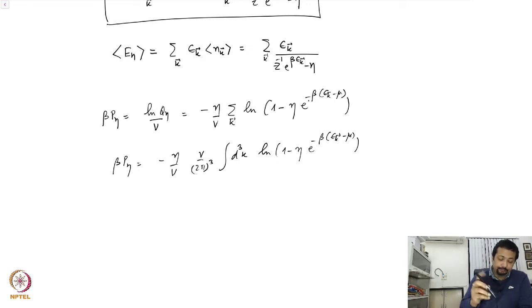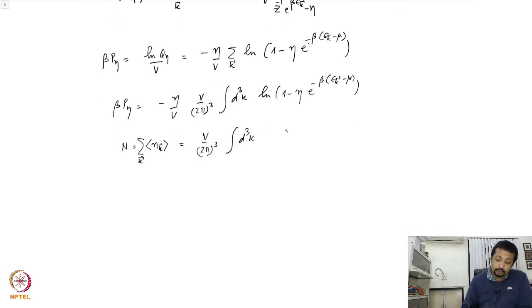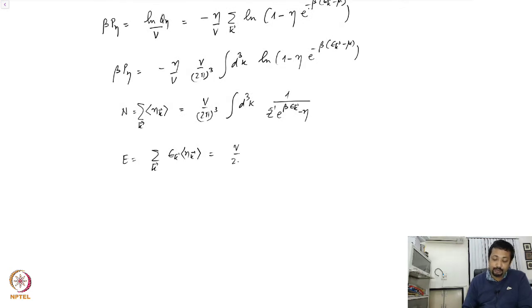The particle number n is the sum over nk, sum over k, which is equal to v over 2 pi whole cube integral d cube k, 1 over z inverse e to the power beta epsilon k minus eta. And energy is the sum over k of epsilon k nk, which means this is going to be v over 2 pi whole cube integral d cube k epsilon k, z inverse e to the power beta epsilon k minus eta.